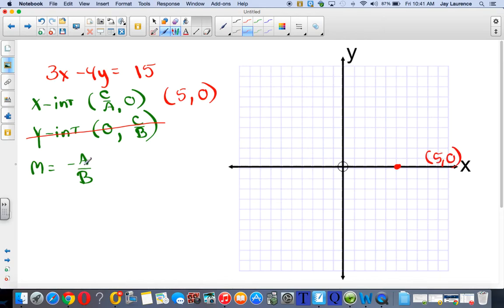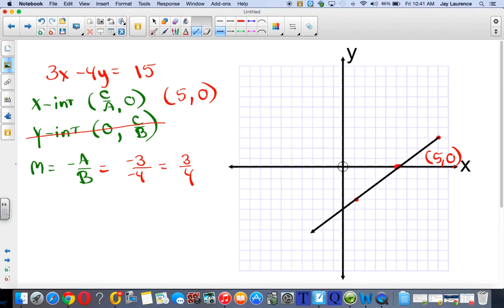The slope is going to be negative a over b. Well, a is 3, so we're going to get negative 3 over negative 4, which simplifies to 3/4. Now, I can use either form of those slopes. They'll work. Let me go. Rise 1, 2, 3, run 1, 2, 3, 4. Wow, I ran 4. Am I tired? All right, let's rise negative 3, 1, 2, 3, and run negative 4, 1, 2, 3, 4. There we go.